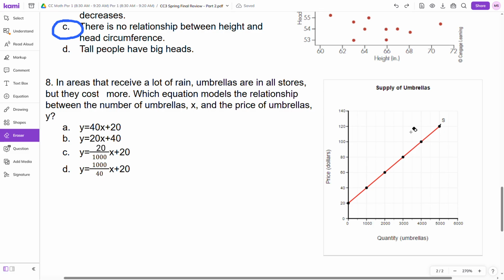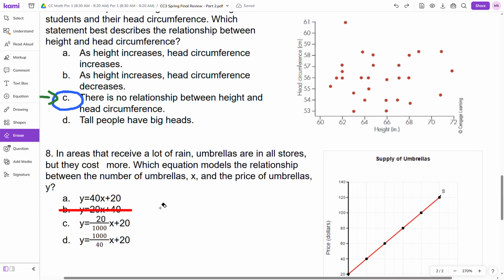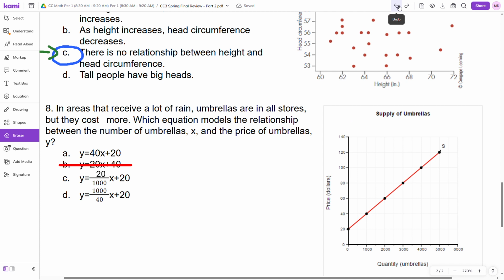So this one here is, we look at the y-intercept first, and so that's 20. And then you do the slope, so it goes up 20 and over 1,000. So that is a slope of 20 over 1,000, and that is C. Oh, I didn't see I had that there. Well, it's certainly not B, because the y-intercept is 40, and that's obviously wrong. So I crossed that out first. Then I did the slope, right? So rise of 20, run of 1,000, and that gives me my slope, which is 20 over 1,000. And that's what tells me the answer is C.